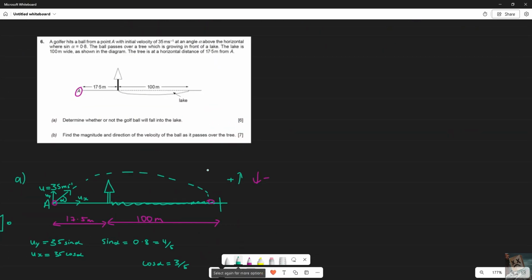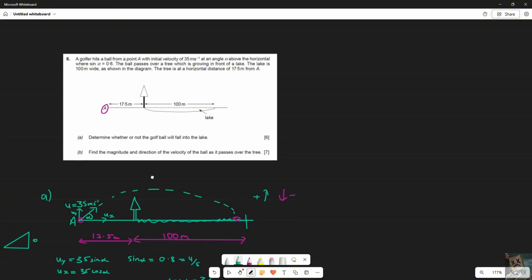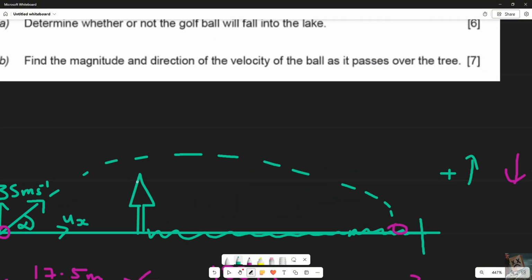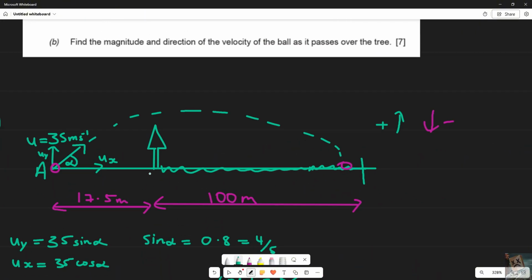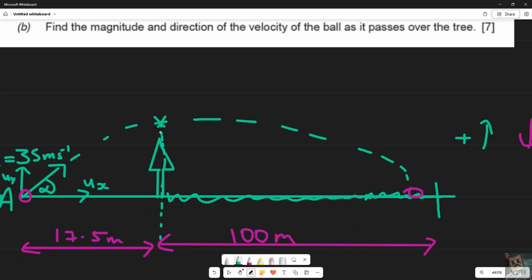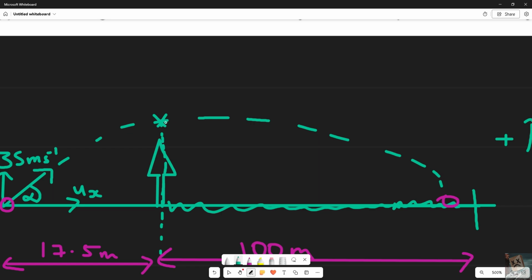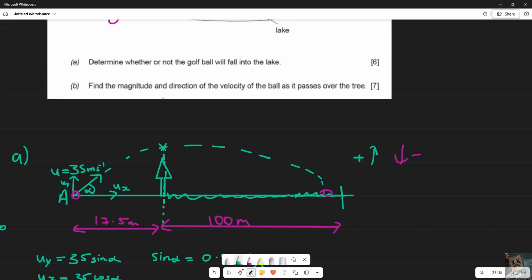And then we've also got B. Find the magnitude and direction of the velocity of the ball as it passes over the tree. So if we have a little think about it, when it passes the tree, it's going to be at 17.5 meters. So we want to calculate what's the magnitude and the direction of the velocity.